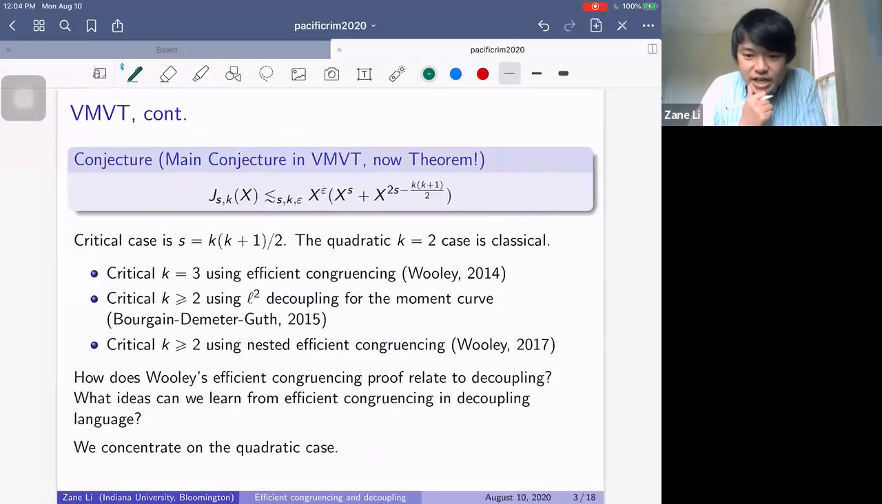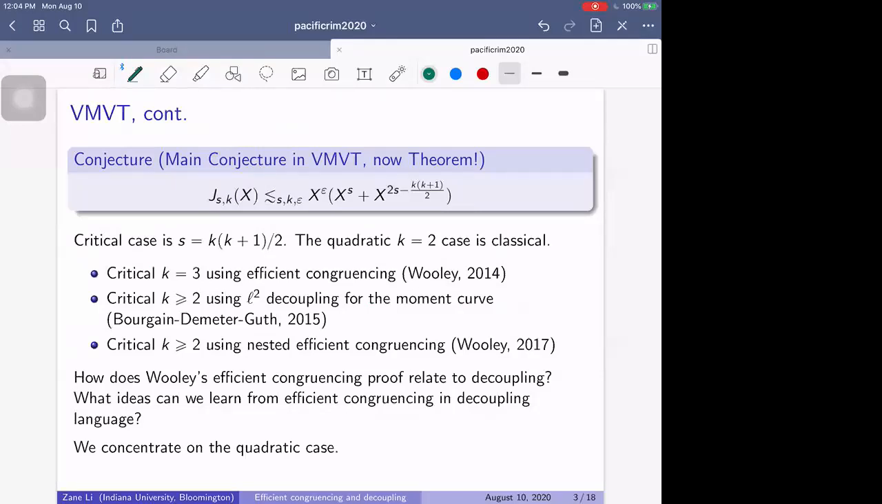So the main conjecture of Vinogradov's mean value theorem, which is now a theorem, is that this lower bound is essentially an upper bound. In other words, J_{s,k} is controlled by x to the epsilon times the lower bound here. When these two powers are equal, that occurs when s is half k times k plus 1. That's the critical case, so it suffices to just prove that case.